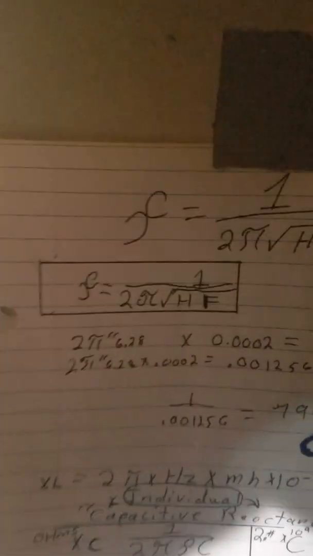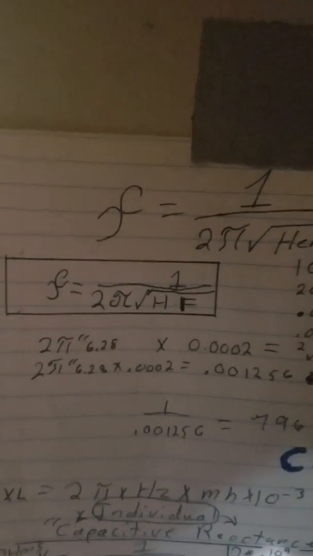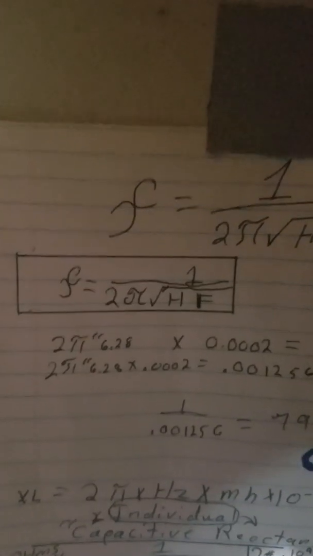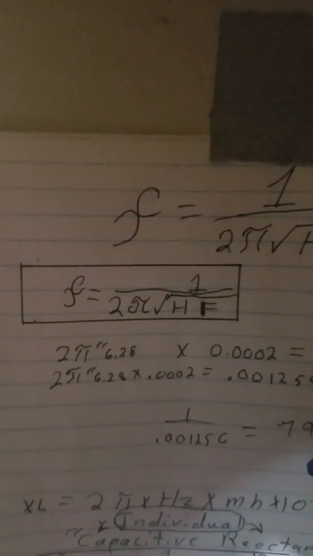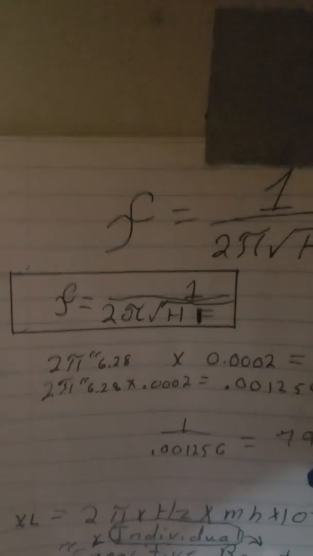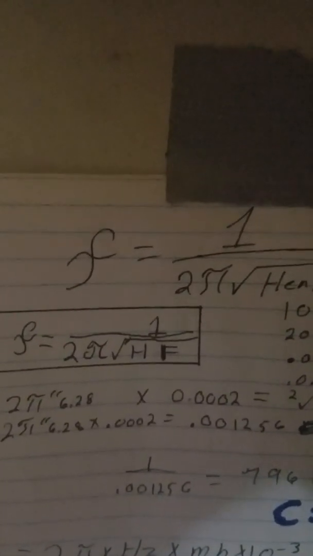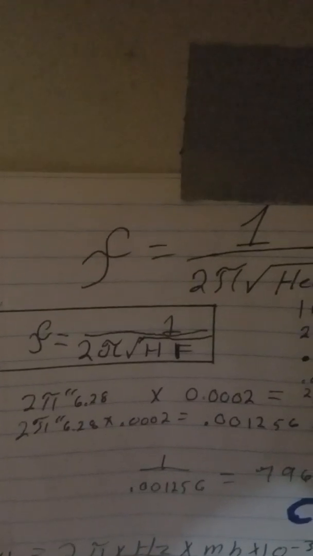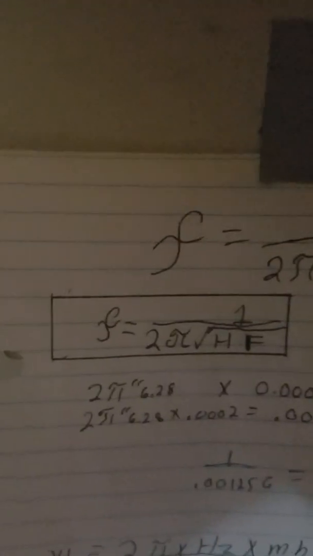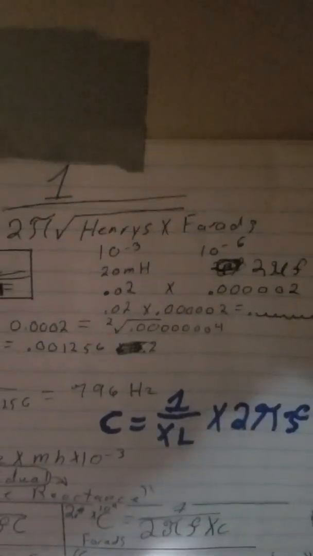This formula here is for your tank circuit. It's useless, but you can use it if you want. The frequency is equal to 1 divided by 2 pi times the square root of H times F, where H is henries and F is farads. That's what these numbers are over here. You can work your way through it. You can see how I squared it, and you can see how I got my answer.